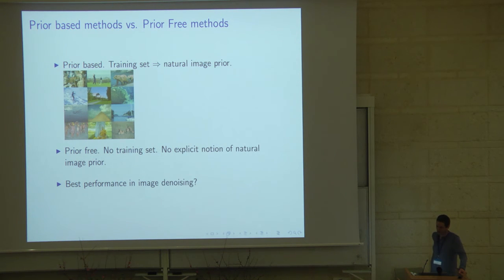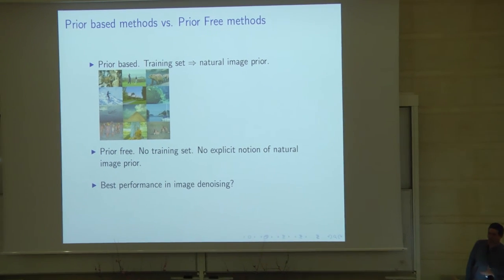But when you look at the literature on how people do image denoising, there are two classes of methods. One is called prior-based, and those are the kinds of methods that we as machine learning people really like, specifically people who do uncertainty in AI. What these methods do is they're given a training set of possible images. Here you see all sorts of examples of images, and then you feed them into a learning machine that estimates a prior over natural images.